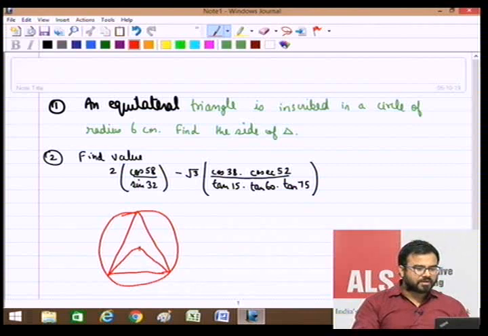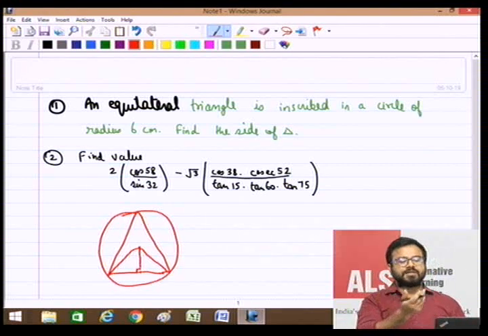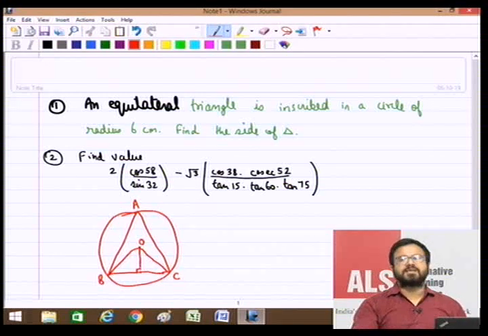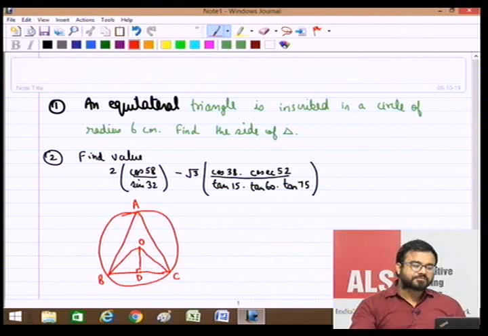So what we can do, if we draw one perpendicular like this, let's say the name of the triangle is ABC. BC is the chord, and a perpendicular from the center to the chord bisects the chord, we know. Let's say OD is the perpendicular, so BD is equal to DC. If you join OA also, OA, OB and OC are the radii of the circle, and since it is an equilateral triangle, it will divide the triangle into 3 equal parts, and OB will work as the angle bisector of the angle of triangle ABC.